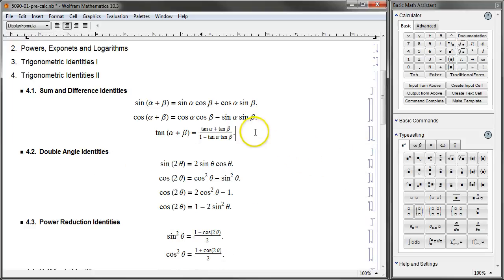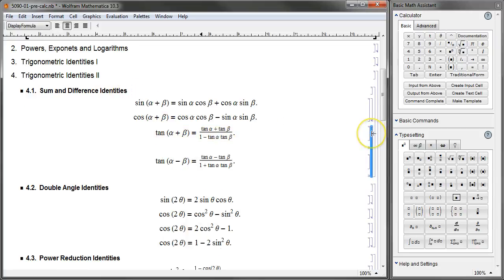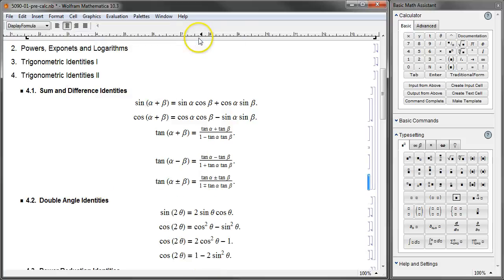That's how we can prove the sum identity of tangent using these two. The final step, if you replace beta by negative beta, then you're going to get this expression. So if you put together both alpha and beta, both plus and minus, using plus minus notation, you get this kind of identity.